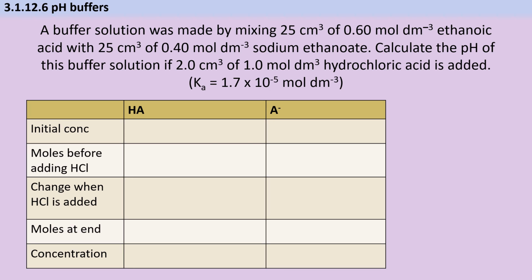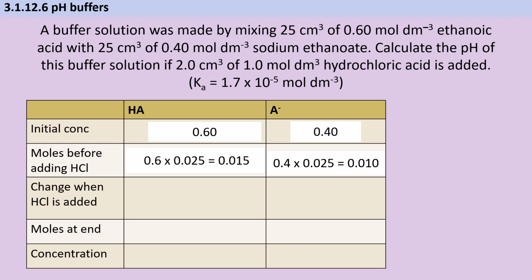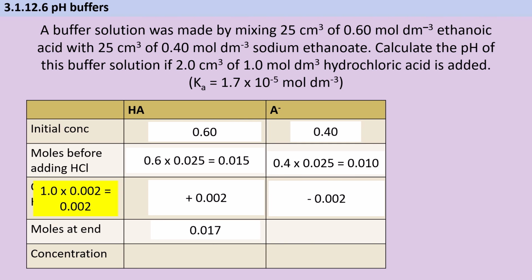Hopefully you started by writing down the concentration of each solution and multiplying those by the relevant volumes. You then need to work out how many moles of hydrogen ions you've added by looking at the concentration and the volume of the hydrochloric acid. The acid is going to increase by that number of moles, and the anion is going to decrease by that number of moles. And that gives us final moles of 0.017 and 0.008. And we then need to divide those by the total volume. And this is going to give us a concentration of 0.327 and 0.154.